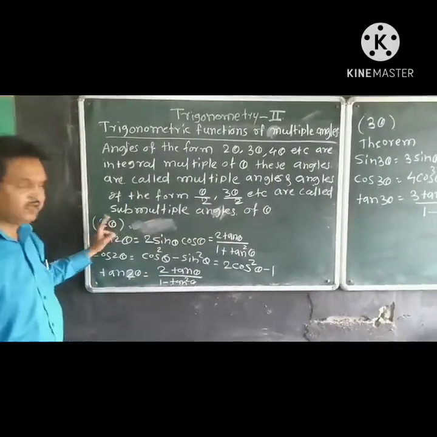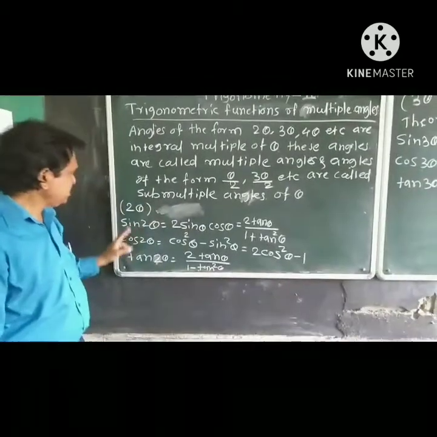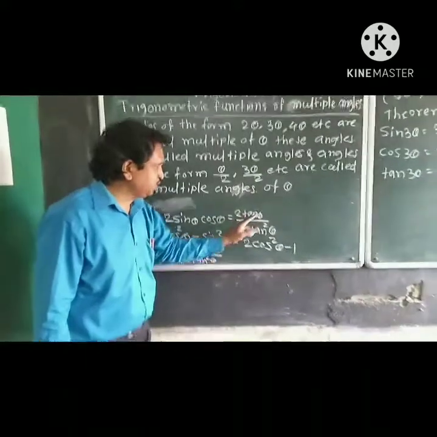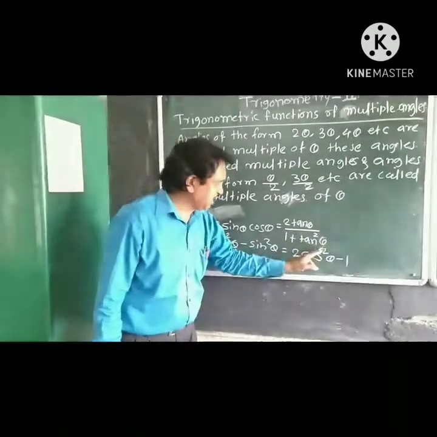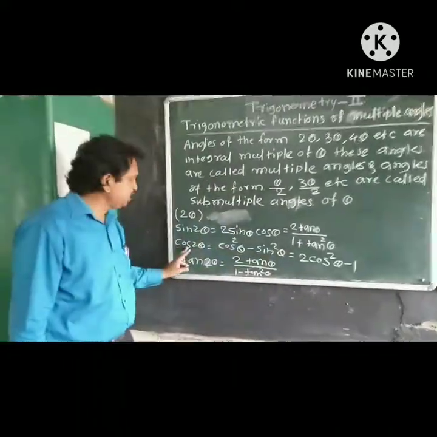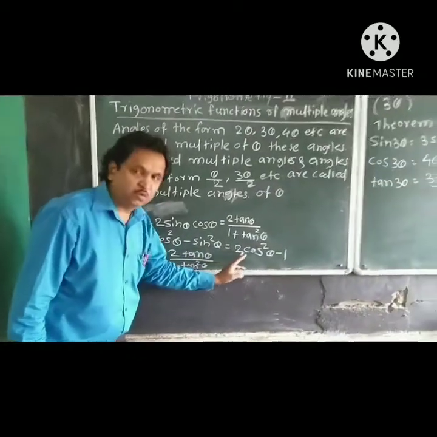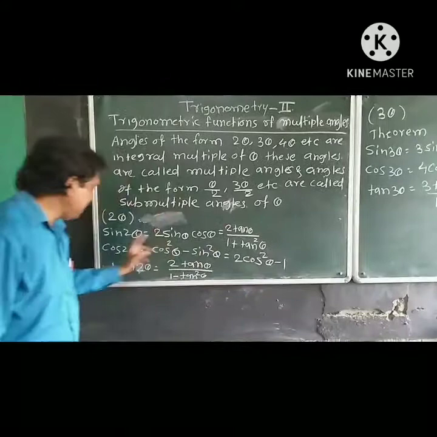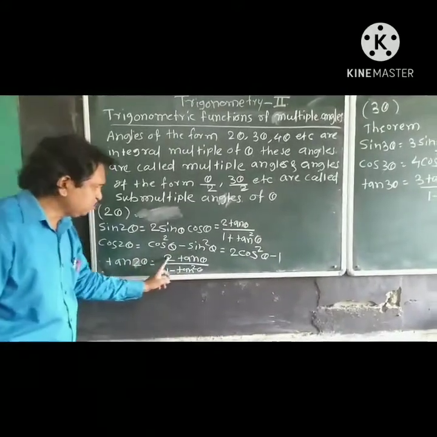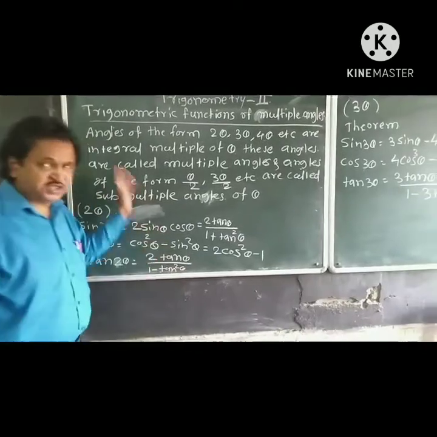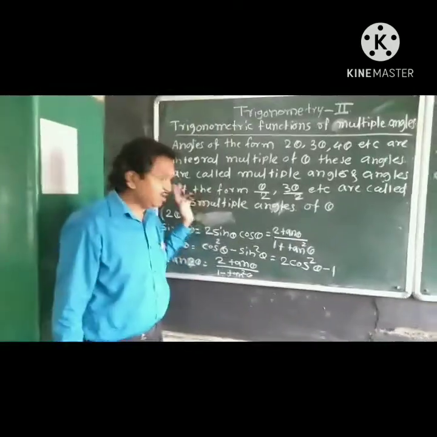Here, the theorems of 2 theta: sin 2 theta is equal to 2 sin theta cos theta, which is equal to 2 tan theta upon 1 plus tan square theta. Again cos 2 theta is equal to cos square theta minus sin square theta, which is equal to 2 cos square theta minus 1. And lastly tan 2 theta is equal to 2 tan theta upon 1 minus tan square theta. This is the formula for 2 theta.